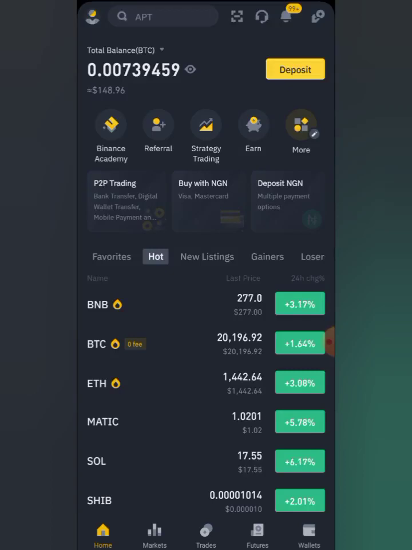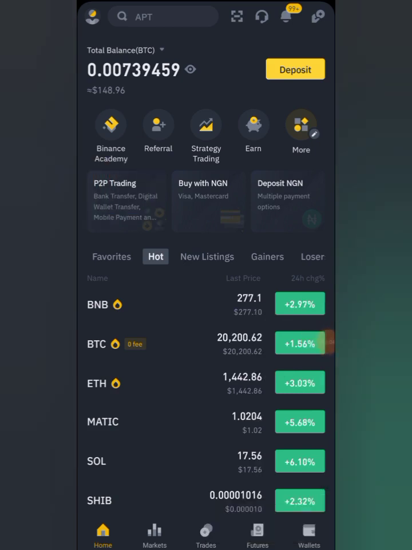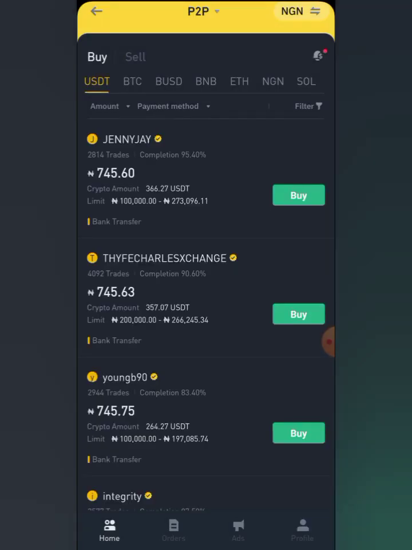In today's video, I'll be showing you how you can spot and avoid scammers on Binance P2P Trading. So the first thing you need to do is log into your Binance, and once you log in, you will come to this place where we have P2P Trading here, and then click on it. Once you click on P2P Trading, it's going to take you to the P2P session.